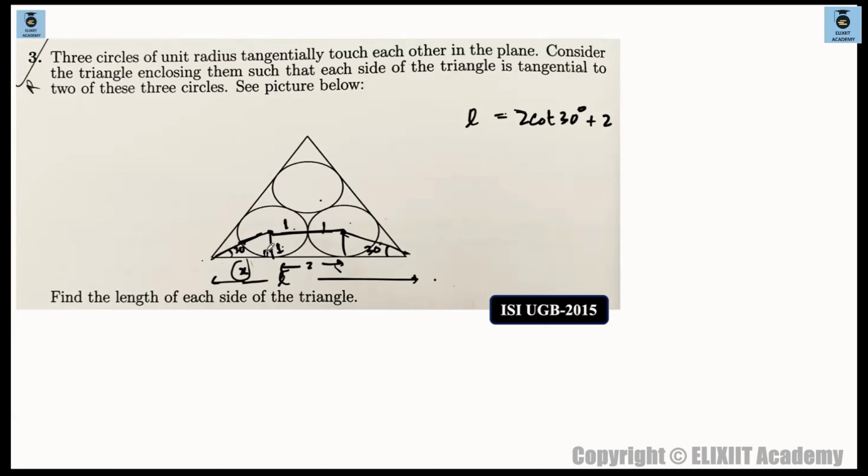so cot 30 this and cot 30, ये अगर x है तो ये भी x है, so cot 30 + cot 30 will give you 2 cot 30, so 2 cot 30 + 2, so 2 times of √3 + 1. That's all. So length of each side will be 2 times of √3 + 1.